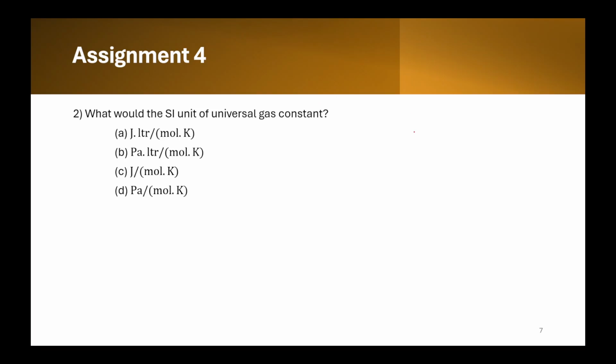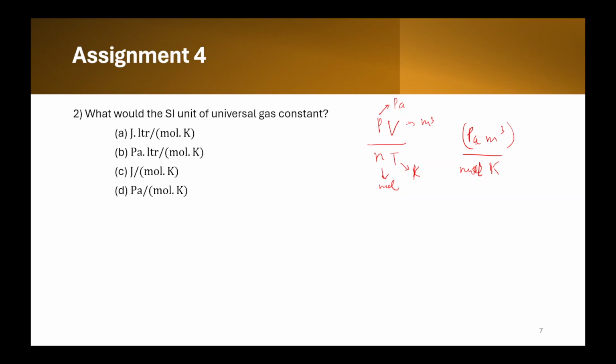So let's see what will be the general unit for the universal gas constant. R is PV by nT. So P has Pascal as the SI unit, V will have meter cube, SI units I'm talking about, n will have mole and T will have Kelvin. So it will be Pascal meter cube by mole Kelvin.